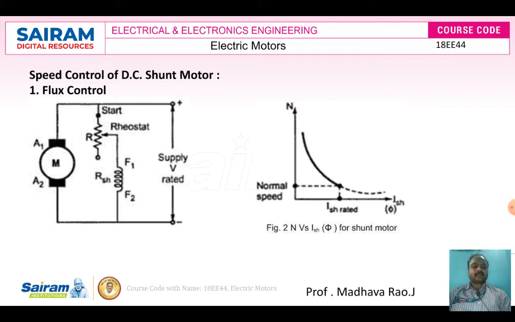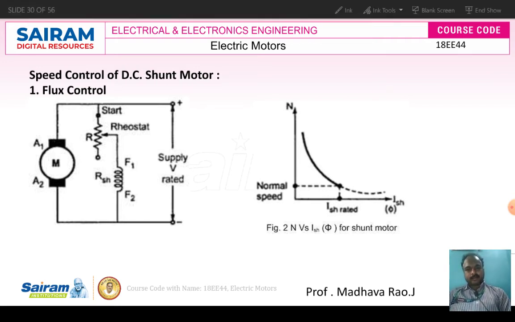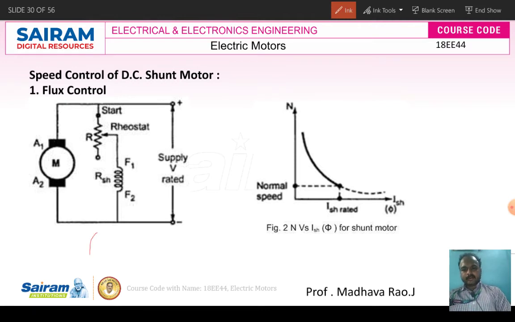Using flux control, we will control the speed of the DC motor. Take the DC shunt motor and connect the rheostat to the field winding. In this diagram, you can observe in the first figure. This is figure 1.